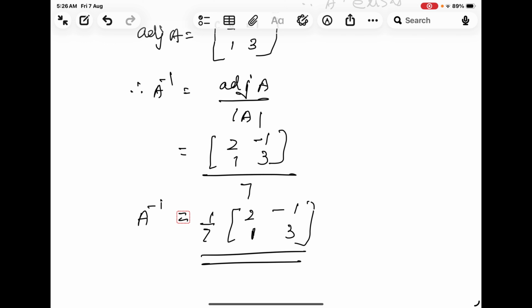So, always such a question to find A inverse comes in the board exam.